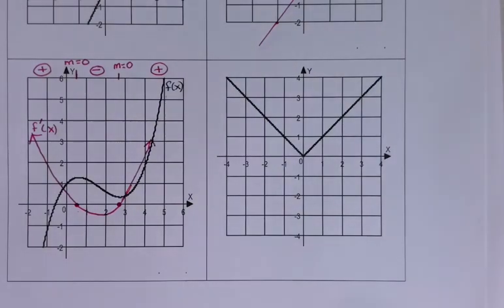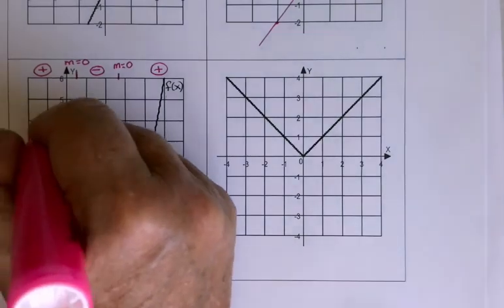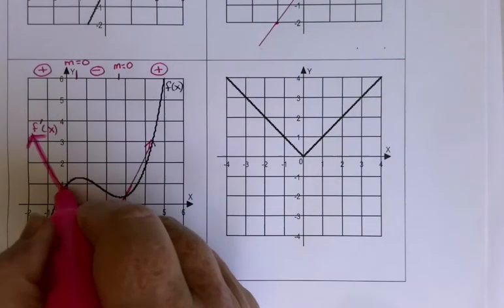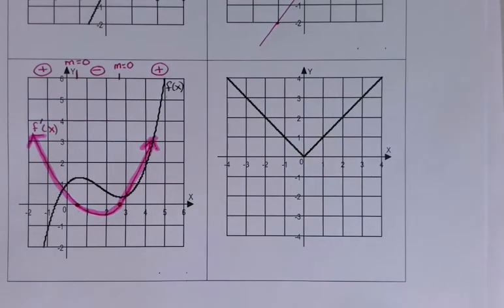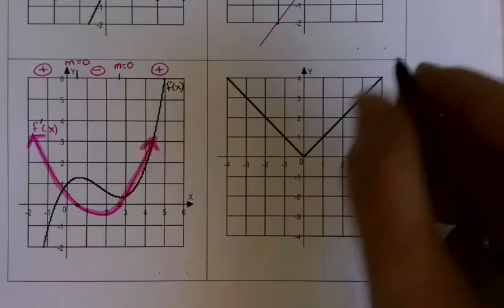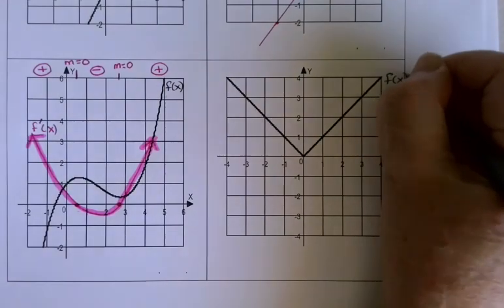And just to make sure that's really visible, I'll go over it, make it a little thicker for you. So that's my graph of f prime. All right, what about this fourth one? Looks like an absolute value graph, and it is. That's my f of x.